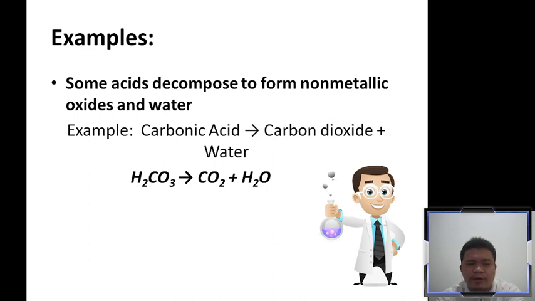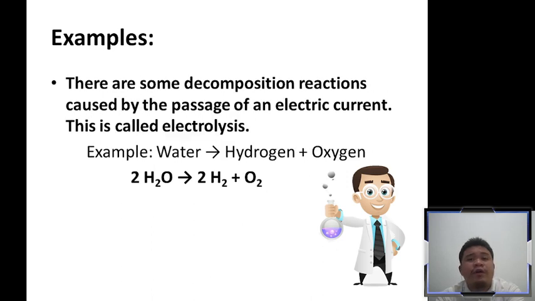Like for example, carbonic acid decomposes to carbon dioxide and water. Okay, and there are some decomposition reactions also caused by the passage of electric current. This is called electrolysis. This is a classic example.